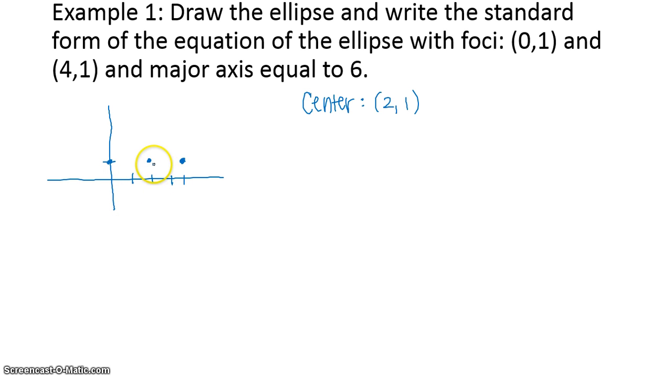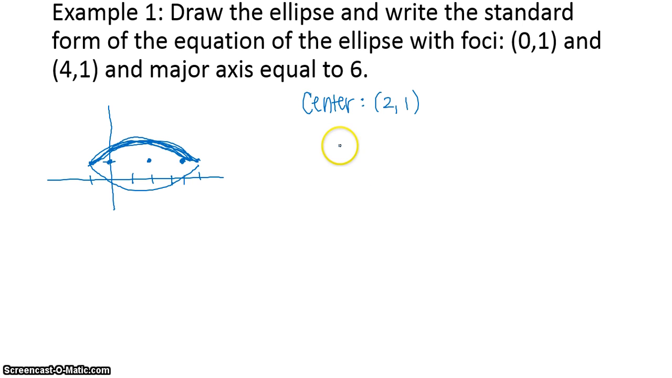Major axis equal to 6. So I should be coming 3 to the right and 3 to the left of my center. Oops, it's not a very good ellipse. I still need to figure out how high that goes and how low that goes.